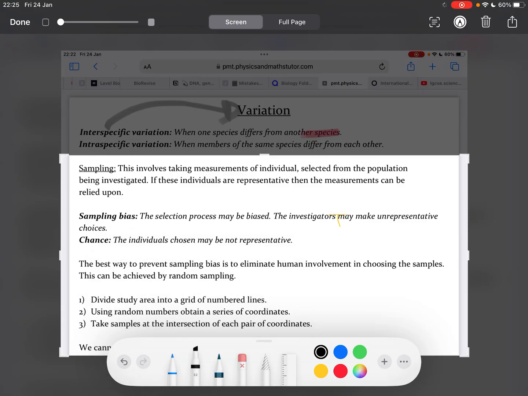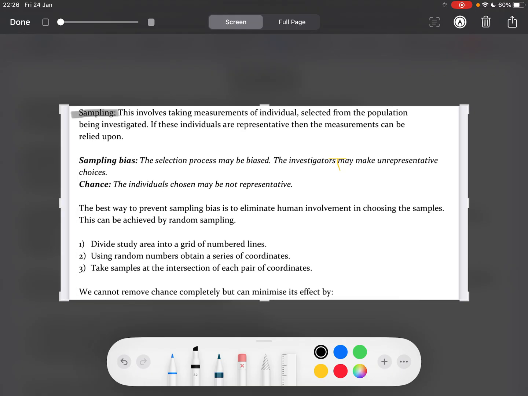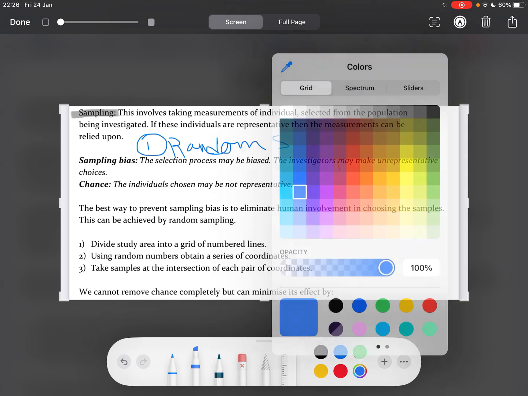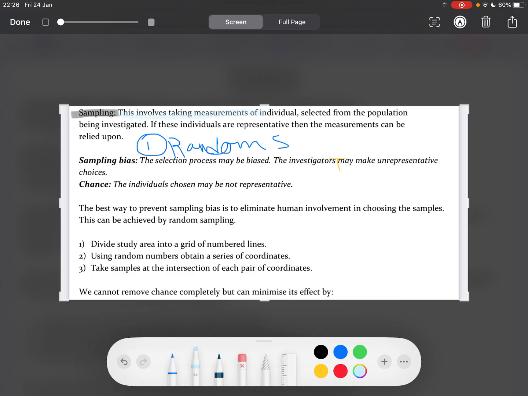After we finish the types of variation, we need to know something called sampling. We will also be learning one type of sampling, which is random sampling. Generally, what is sampling? Sampling involves taking measurements of individuals selected from the population being investigated. If these individuals are representative, then the measurement can be relied on.